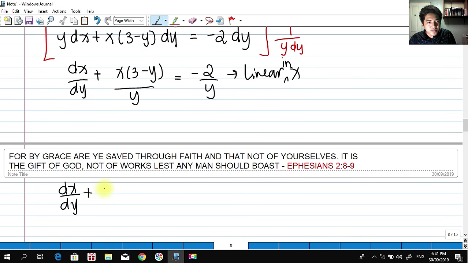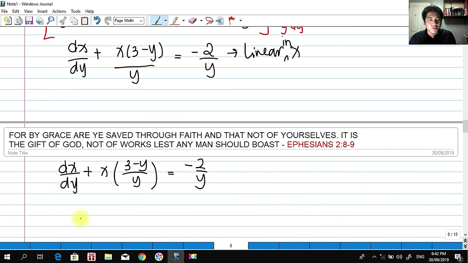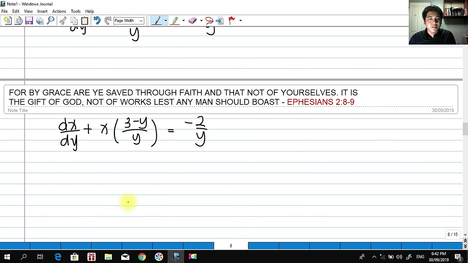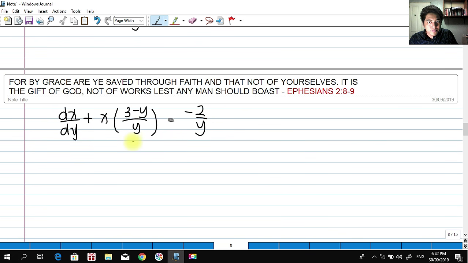Okay, so let me just rewrite this so that we have enough space. dx over dy plus x multiplied by (3 minus y) over y is equal to negative 2 over y. So this is the same as this. I only factor out x because that is our x term. So this (3 minus y) over y should be our p of y, and this should be our q of y.